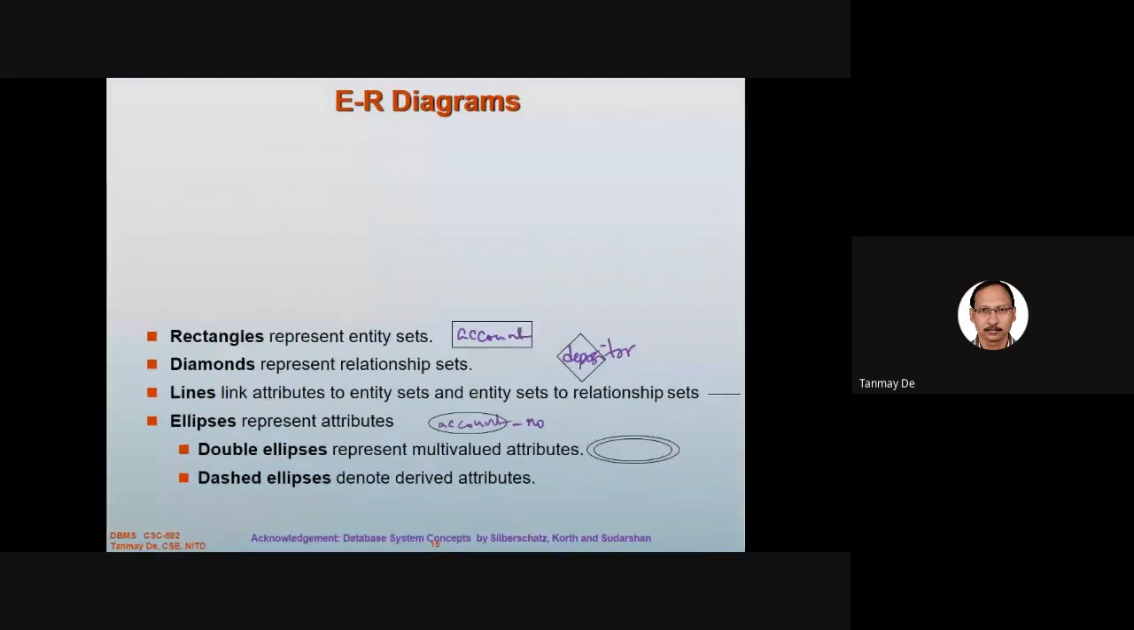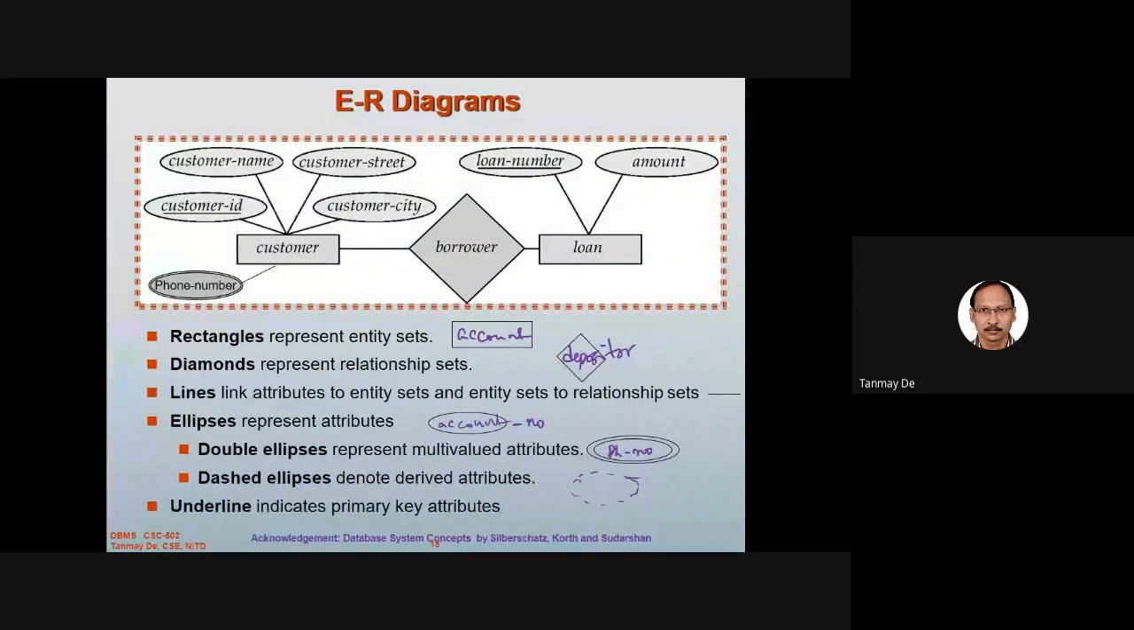Multi-valued attribute means, as I already told you, say phone number. Phone number is a multi-valued attribute, and that is represented by a double line ellipse. And dash-shaped ellipse represents the derived attribute. This is the derived attribute.